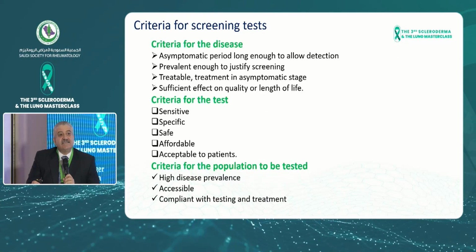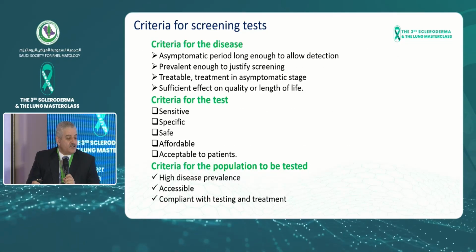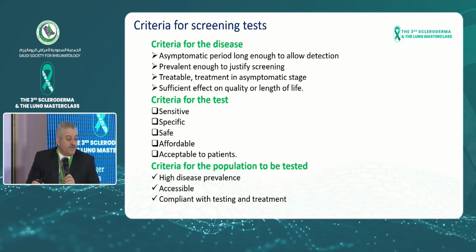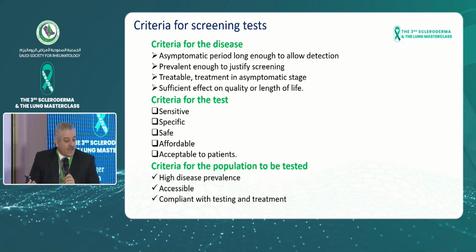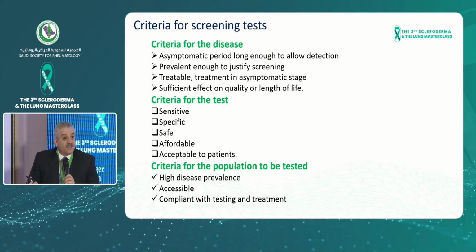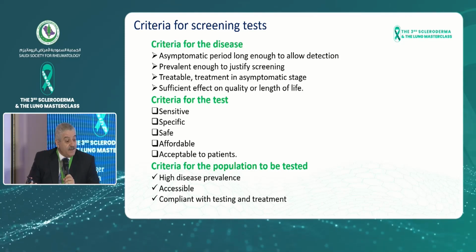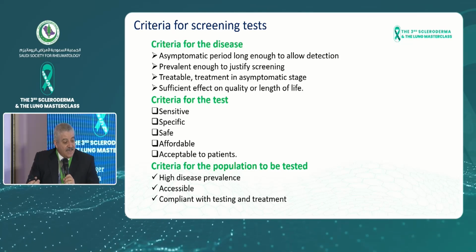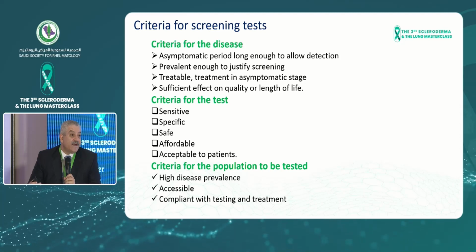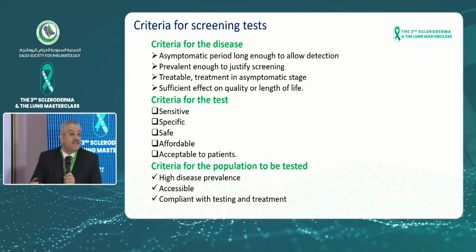How do you select the test for screening? Which test are you going to do for screening? The disease has to be, like I said, the asymptomatic period is long enough to be able to capture it. It's prevalent enough to justify the screening, treatable, and the treatment of an asymptomatic patient can make an impact, with sufficient effect on the quality or length of life. These are the characteristics of the disease itself.